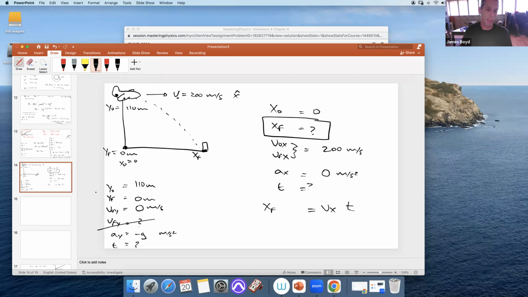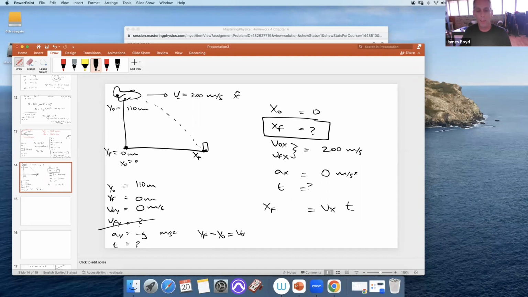Well, thankfully, I have this. And I will tell you this, anytime you have y initial is 0 or v initial of y is 0, you're pretty much going to use this equation. And the reason why is that this term goes away and it's really easy to solve for time. Y final is 0, v initial of y is 0, I get negative y naught is negative g t squared over 2. These negative signs go away. If I multiply both sides by 2 over g, I get that t is the square root of 2y naught over g, or v of x times the square root of 2y naught over g.